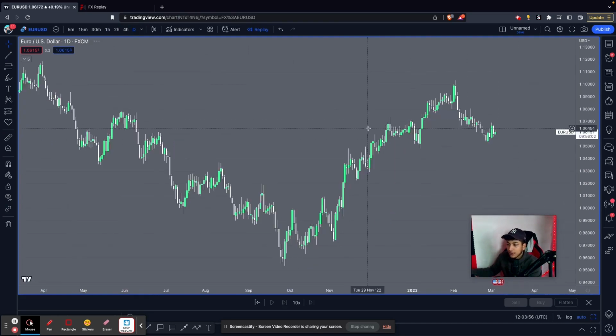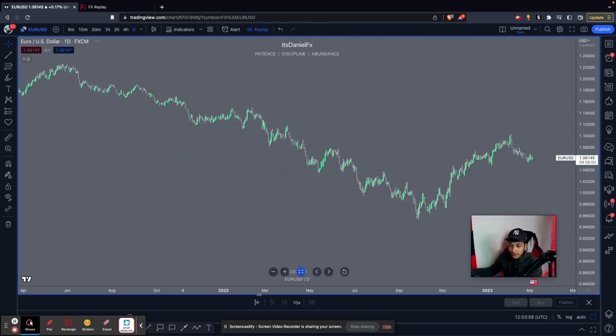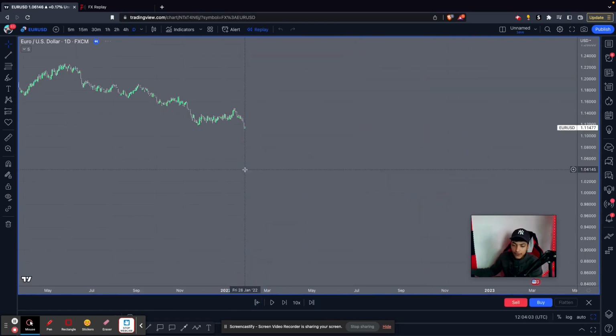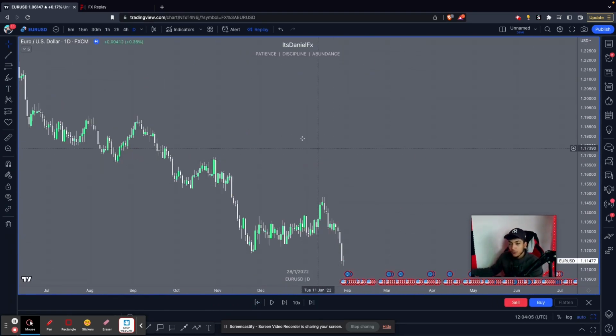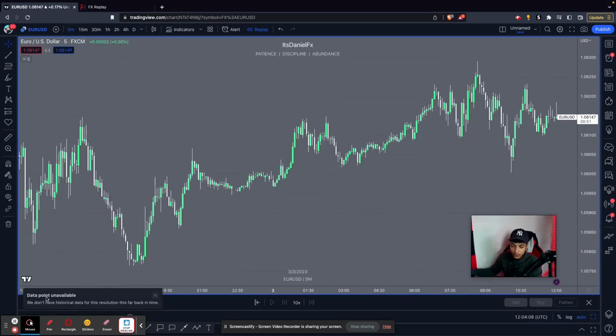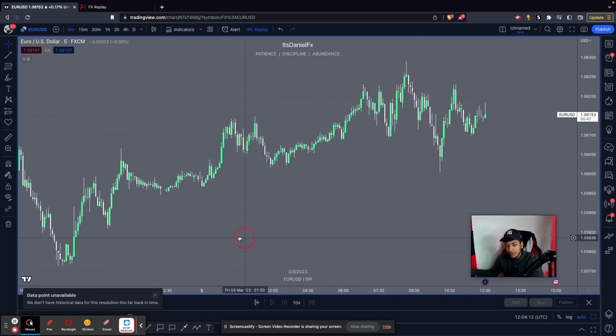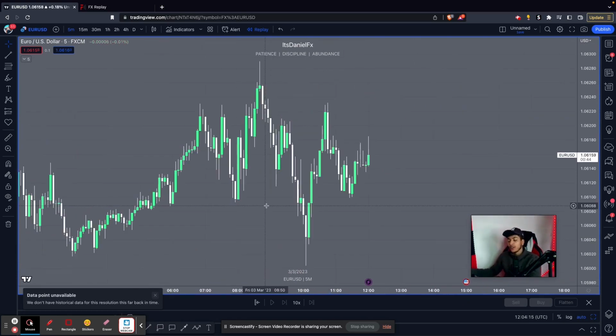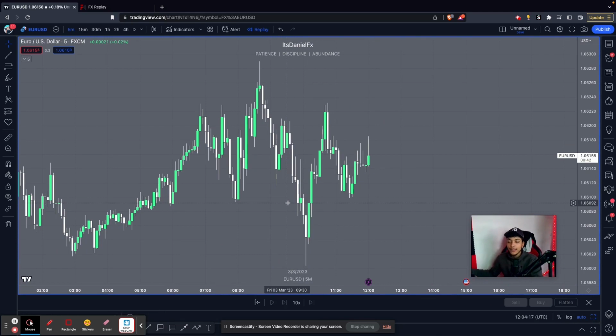So the first main issue that I have with TradingView Pro is that if I were to go back to, let's say, February 2022, or let's say January 2022, and then I were to try and zoom into the 5-minute time frame, this would happen right here. It says data point unavailable, we don't have historical data for this period in time, which is super annoying, because if you're a lower time frame trader, if you're a scalper like me, you need to be testing the lower time frames and you need to have more data to work with. Like, I want to go further back left, I want to test more price action, and TradingView limits you in terms of how far you can go. So that's the first problem that I have.